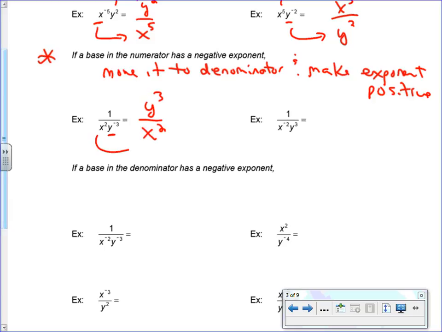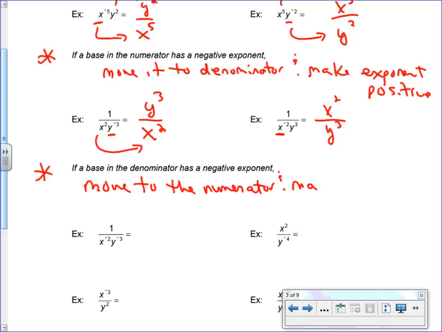Now, why do we not move the x squared? Why does it stay in the bottom? If it's a positive, you don't move it. You leave it where it is. Okay? All right, so look at the next one. What part's going to move this time? The x. It was in the bottom, so it's going to move to the top, and the y is going to stay on the bottom. Follow? All right. If a base in the denominator has a negative exponent, what do we do with it? And don't forget, make the exponent positive.